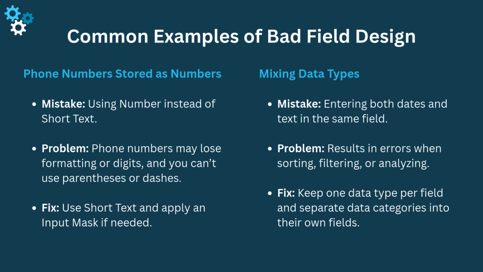Another example is mixing data types. Storing both dates and text in the same field can lead to errors when you are trying to sort and analyze data. Always use one data type per field and separate data categories into their own fields. These design mistakes don't just cause errors. They can also introduce security vulnerabilities.